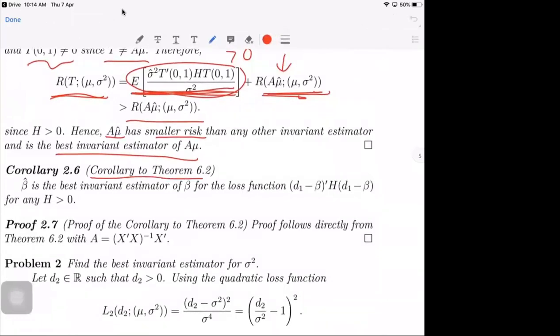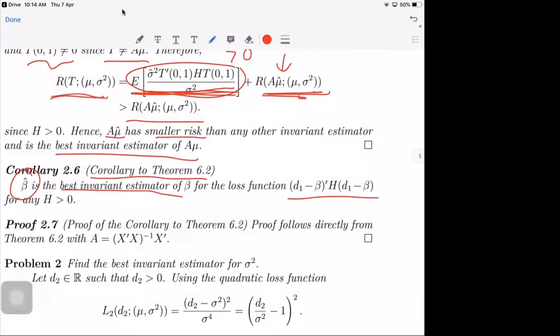So as a corollary to that, if we use beta hat as our estimator for the coordinatized version of the linear model, b hat will be the best invariant estimator under this loss function. So it's always associated with a loss function and a group of transformation when we talk about invariance.